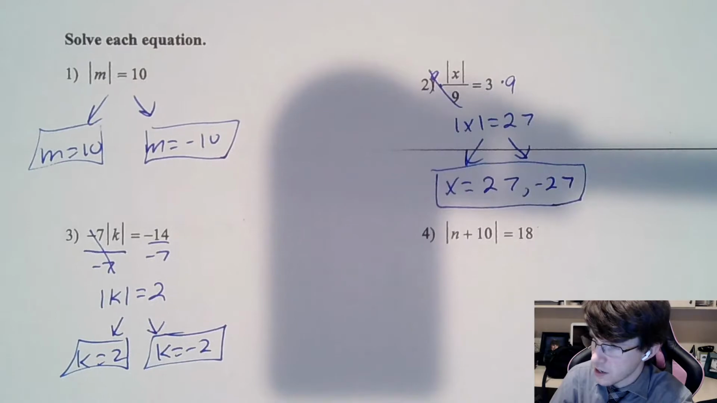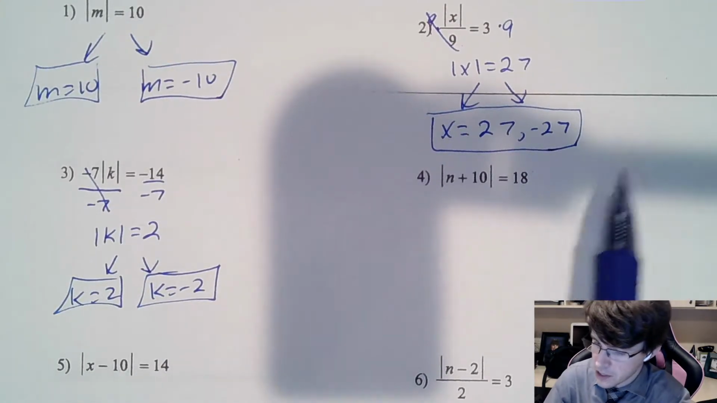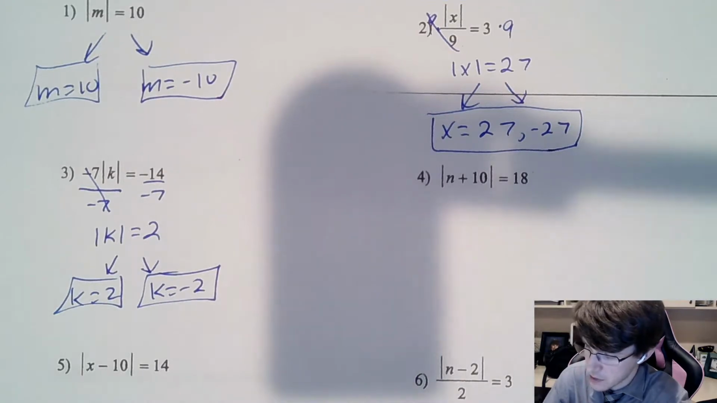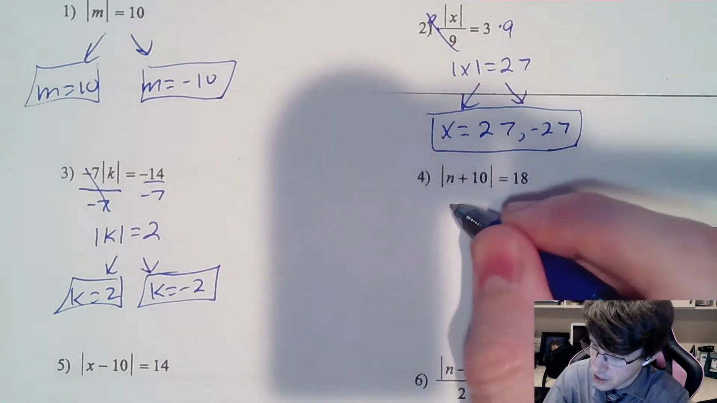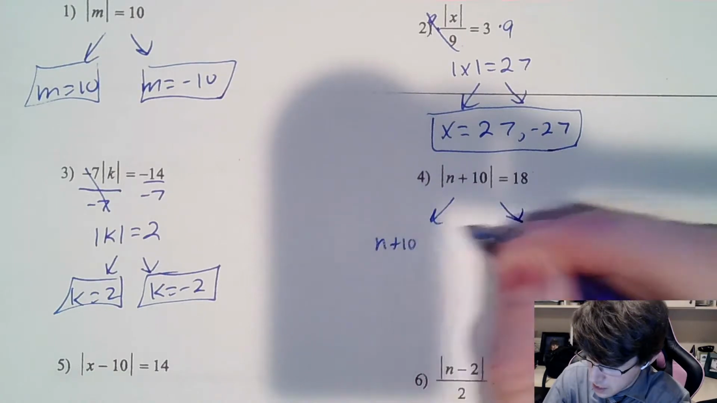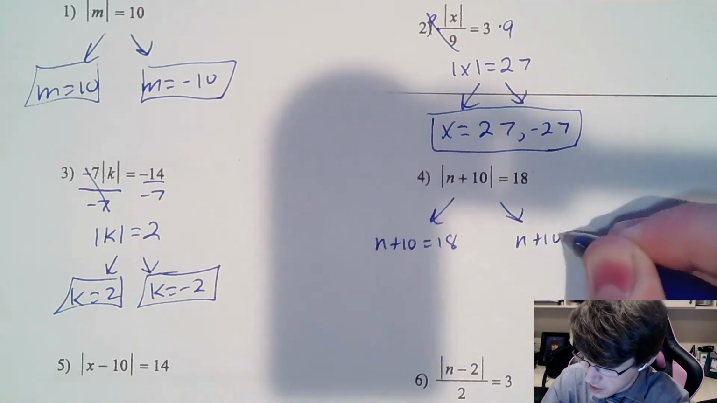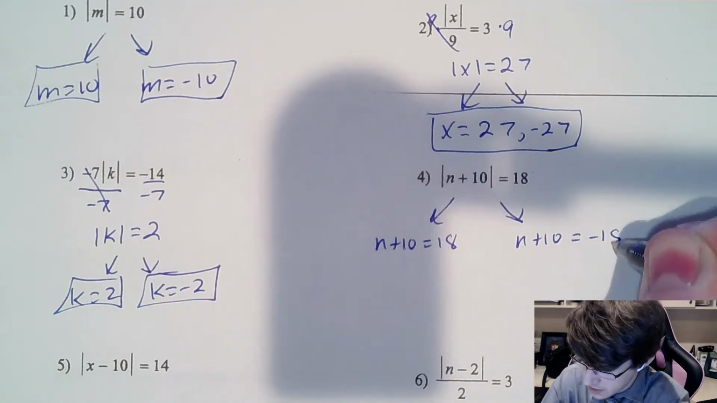Keep it moving. All right, number 4. So number 4 is the first problem where we have stuff to do on the inside of the absolute value. Whenever that happens, you split them into two separate questions, and you have more work to do until you solve. N plus 10 is equal to 18, and again, n plus 10 is equal to -18.